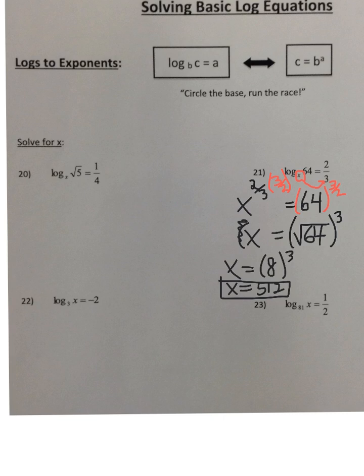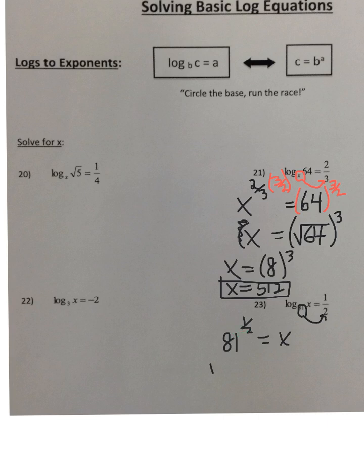All right, so you are going to circle the base, run the race. I've got 81 to the 1/2 power equals x. Now remember, again, just like the last one, we have power over root here. X is already by itself, so it's kind of like what we had right here, okay? Whereas up here, we had the 2/3, we had to get rid of the 2/3, and so on and so forth, but x is already by itself, so we just have to figure out what this is. So I'm going to do power over root.